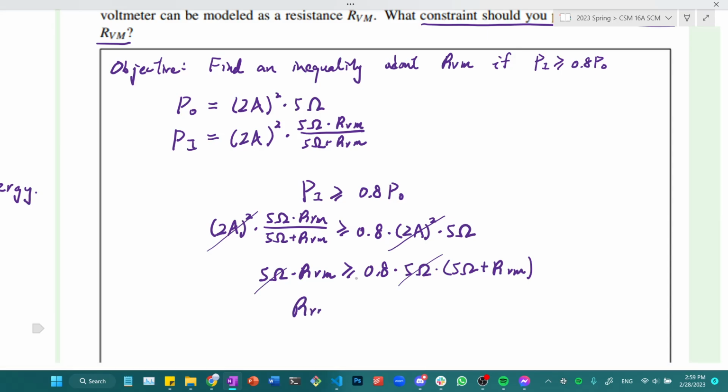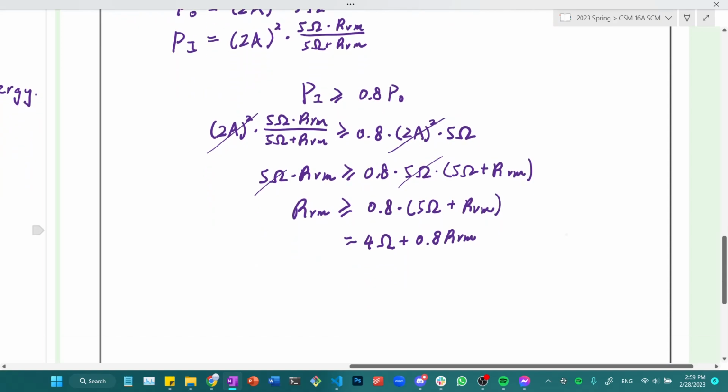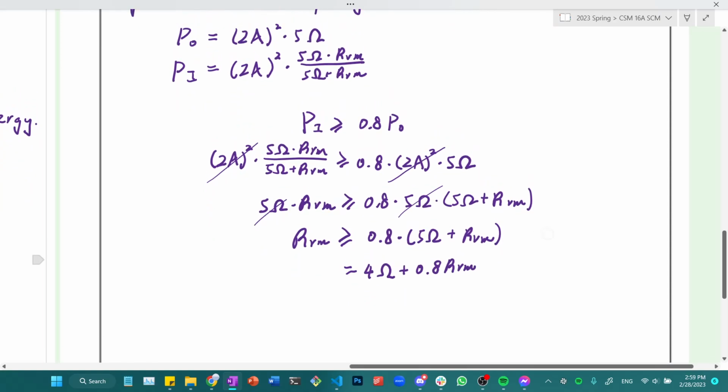And then we eventually get an inequality about RVM: RVM is larger or equal to 0.8 times 5 ohms plus RVM, which is equal to 4 ohms plus 0.8 RVM. So I'm going to subtract 0.8 RVM from both sides. And that leaves me 0.2 RVM is larger or equal to 4 ohms.